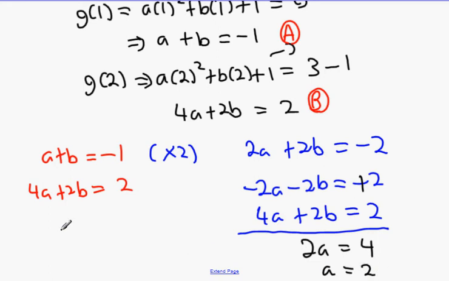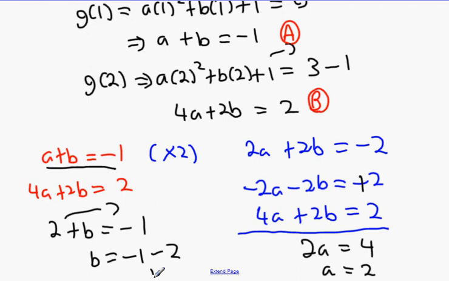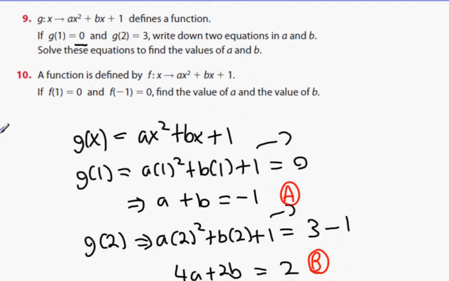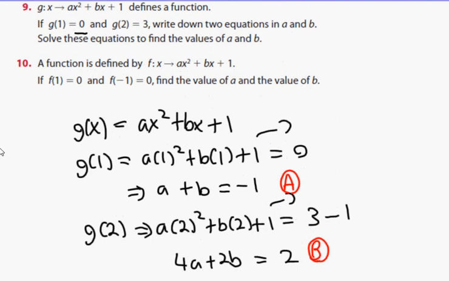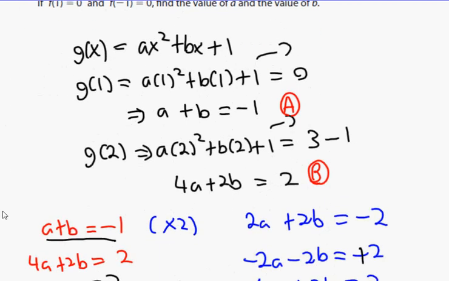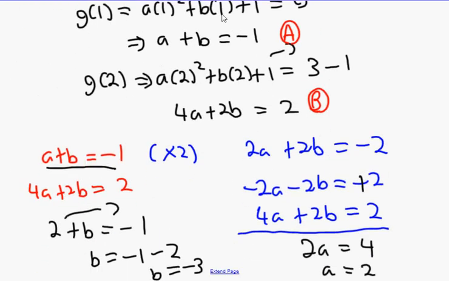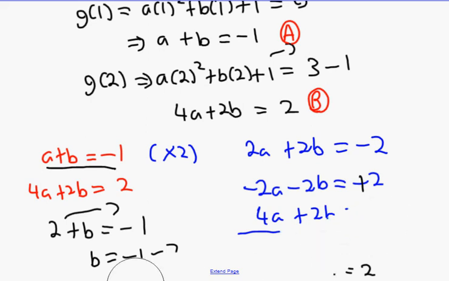Now if a equals 2, what does b equal to? 2 plus b equals minus 1. What's b equal to then? Anybody? Minus 1 minus 2, b therefore is minus 3. Is that all it wants me to do? Yeah. Done. How many people got it out? Okay, so a good majority of the class got that out. Well done, lads. Next one.